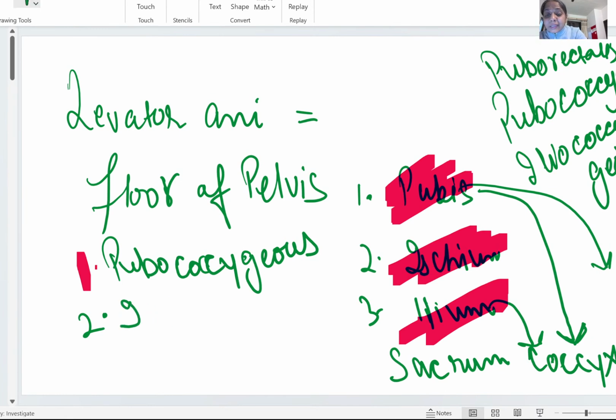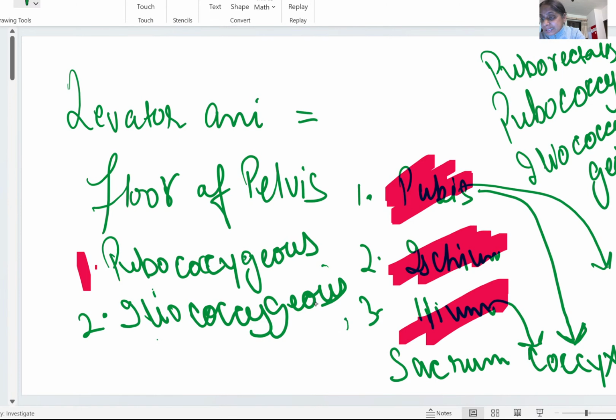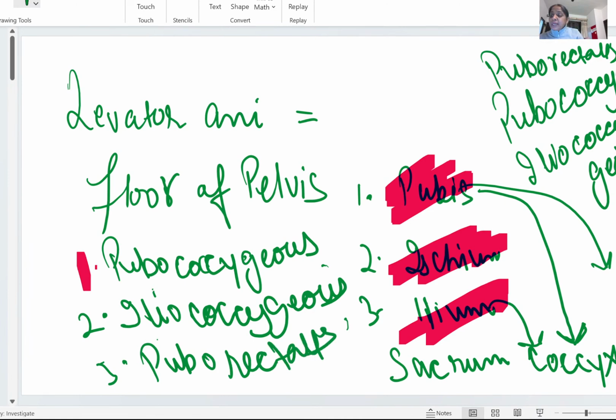The three muscles of the levator ani are very important, either in anatomy or in gynae. They can ask you, the levator ani is made up of which muscles? Pubococcygeus, iliococcygeus, and number 3 is puborectalis, from the pubis to the rectum.